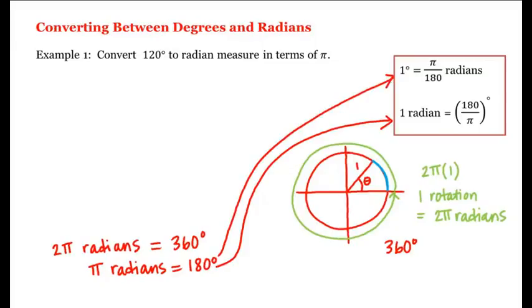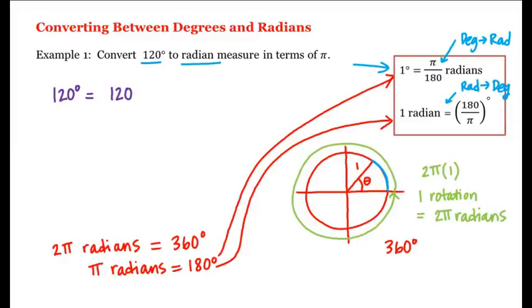And we'll use this first equation when we convert from degrees to radians. And we'll use the second equation when we convert from radians to degrees. So here we're asked to convert from degrees to radians, so we'll be using this first conversion here. That is, 120 degrees is equal to 120 times the radian measure of 1 degree, which is pi divided by 180 radians.